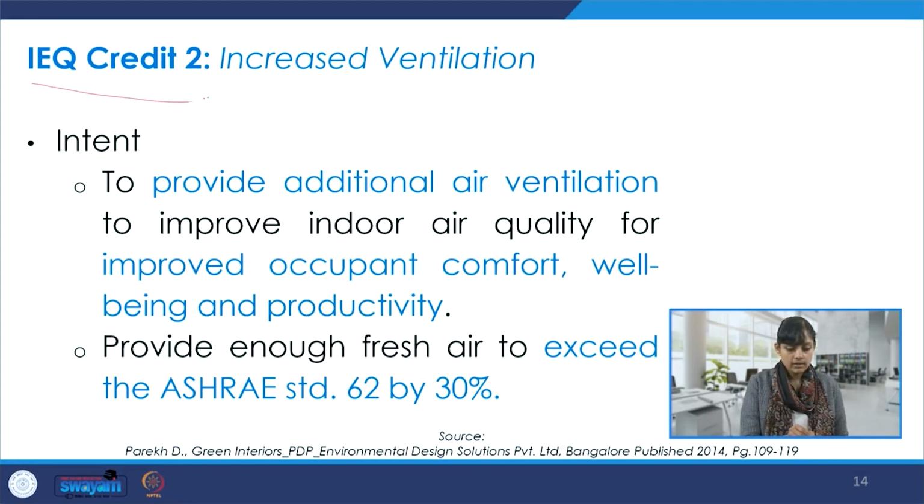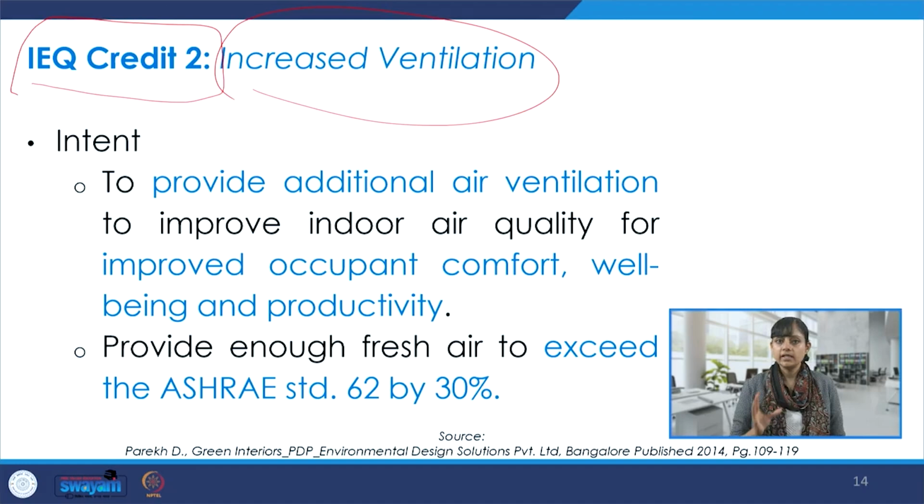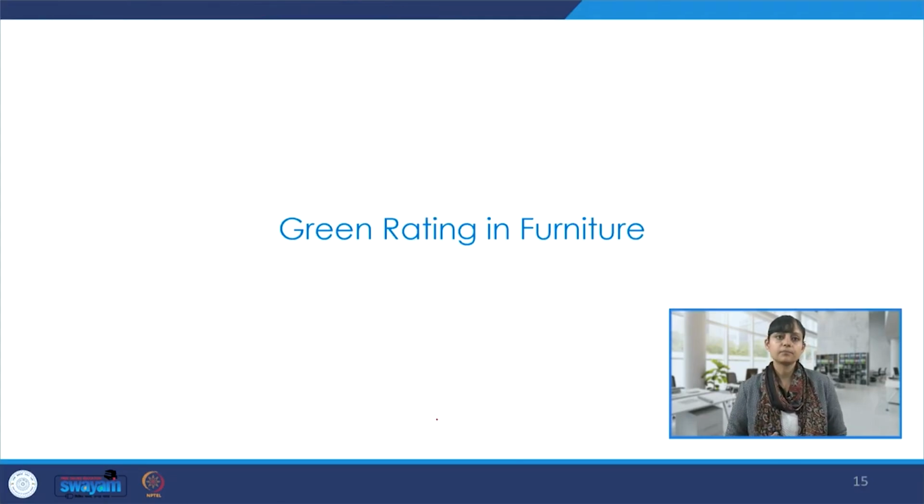Now again, IEQ credit 2 talks about increased ventilation. The intent behind it is to provide additional air ventilation for improved occupant comfort, well-being, and productivity, and provide enough fresh air to exceed the ASHRAE standard 62 by 30%. So this is the intent.